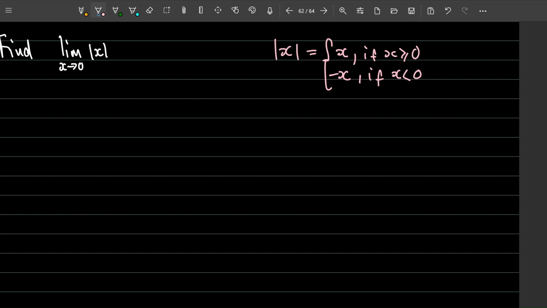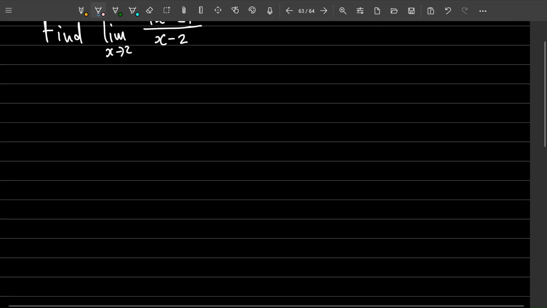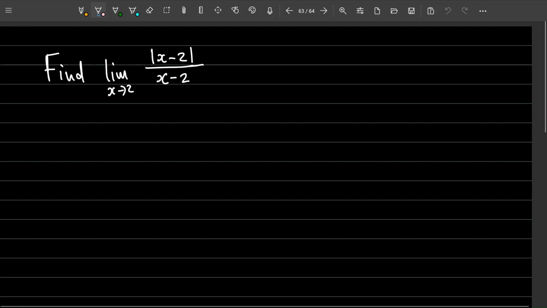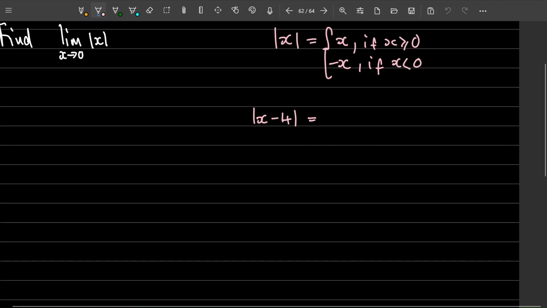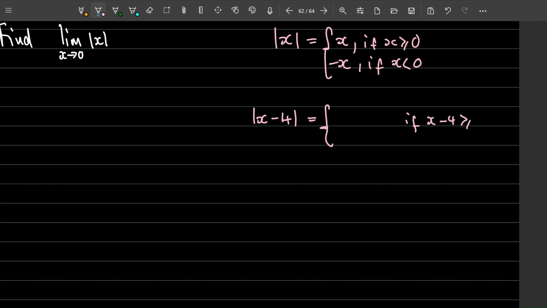We can do more examples. Let's say that you have absolute value of x minus 4. What is this equal to? Let's do the first one, if x minus 4 is greater than or equal to 0. Then what will be your absolute value? Does it change the sign? No. So it's just x minus 4, right?